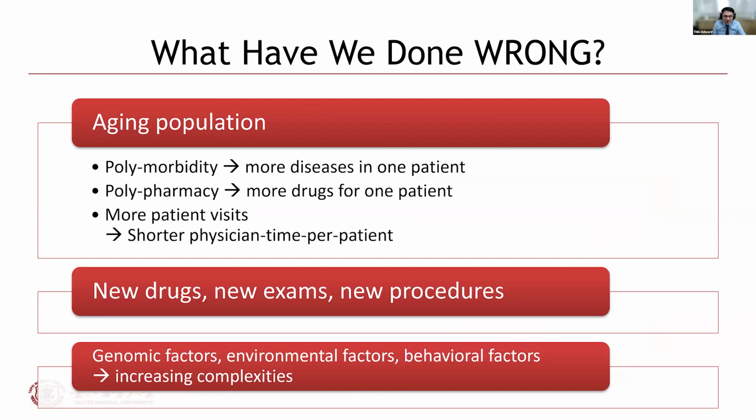In 2025, according to WHO reporting, 60% of the population will be aging. So it will induce, first, what we call polymorbidity. It means more diseases in one patient, like maybe hypertension or diabetes or hyperlipidemia. And if they have several diseases, it means the patient needs to take several drugs.